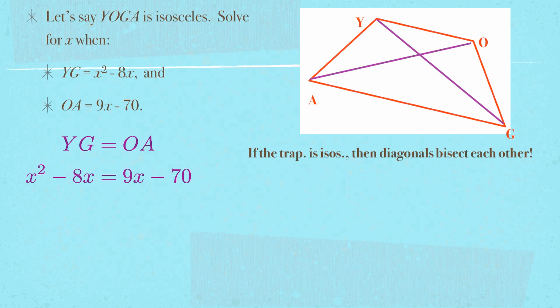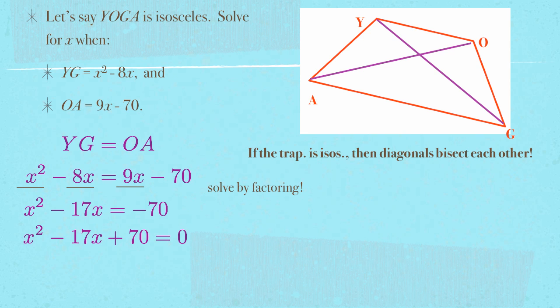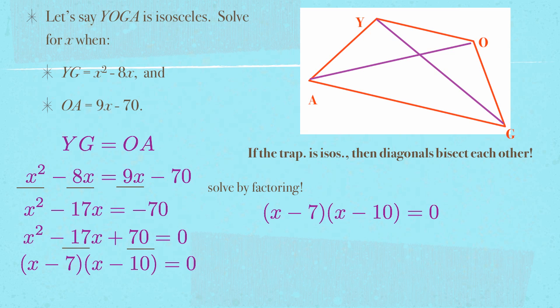Now if you think back to your Algebra 1 days, whenever you have an x squared term and some plain old x terms, that indicates you're going to have to solve by factoring. So we're going to factor this trinomial. First, let's change this so it looks like a trinomial. I'll subtract 9x from both sides. I'll add 70 to both sides. And now we're looking for factors of 70 which sum to negative 17. I know x minus 7 and x minus 10 will do the trick.